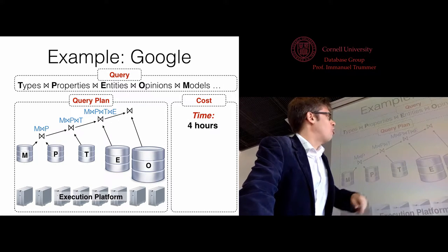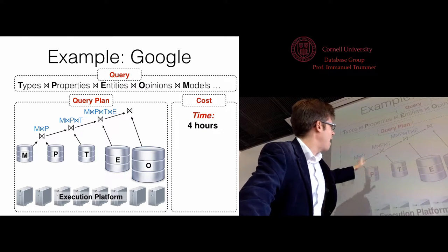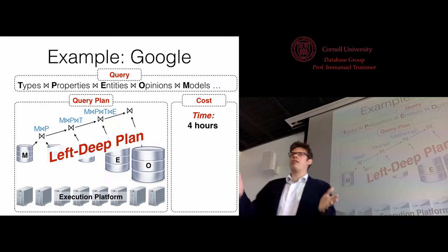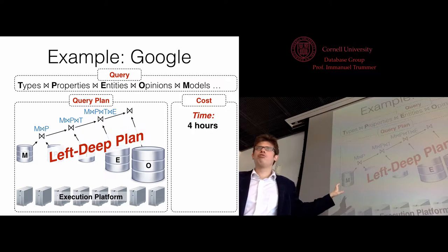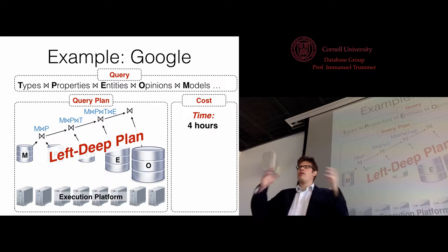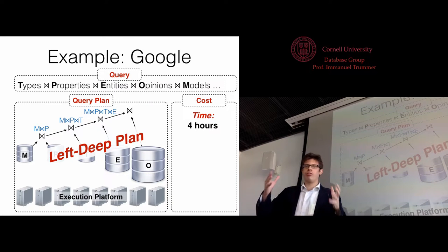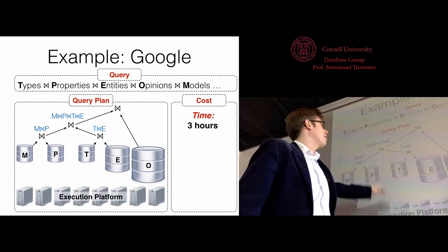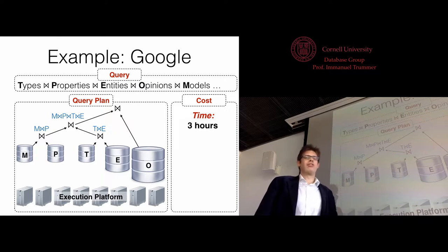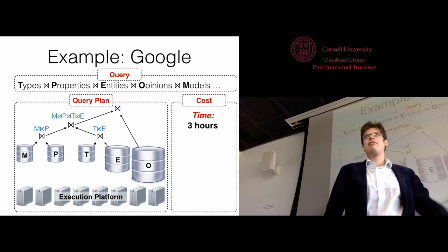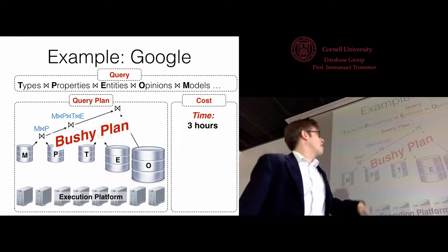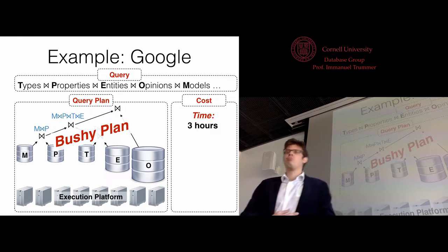What will become important later is that this plan and the previous plan both belong to the class of so-called left-deep query plans, meaning that the left input of each join operation is always the result of all previous joins. We don't have to do it like that. We can also formulate this plan, for instance, which is not left deep and reduces execution time further. Since this plan is not left deep, it belongs to the class of bushy query plans.